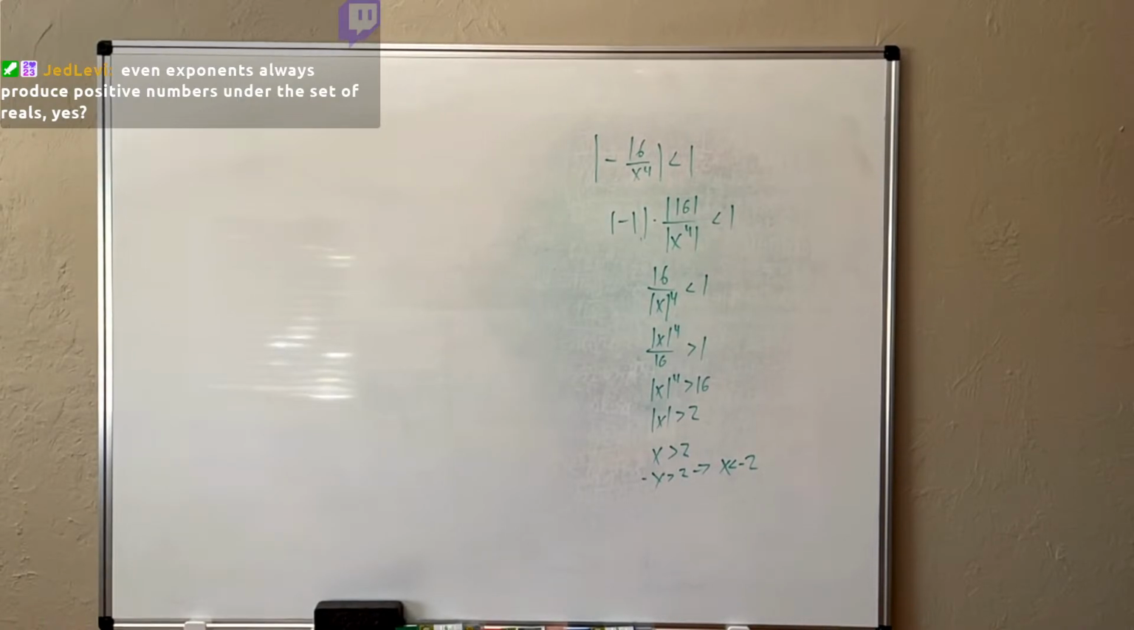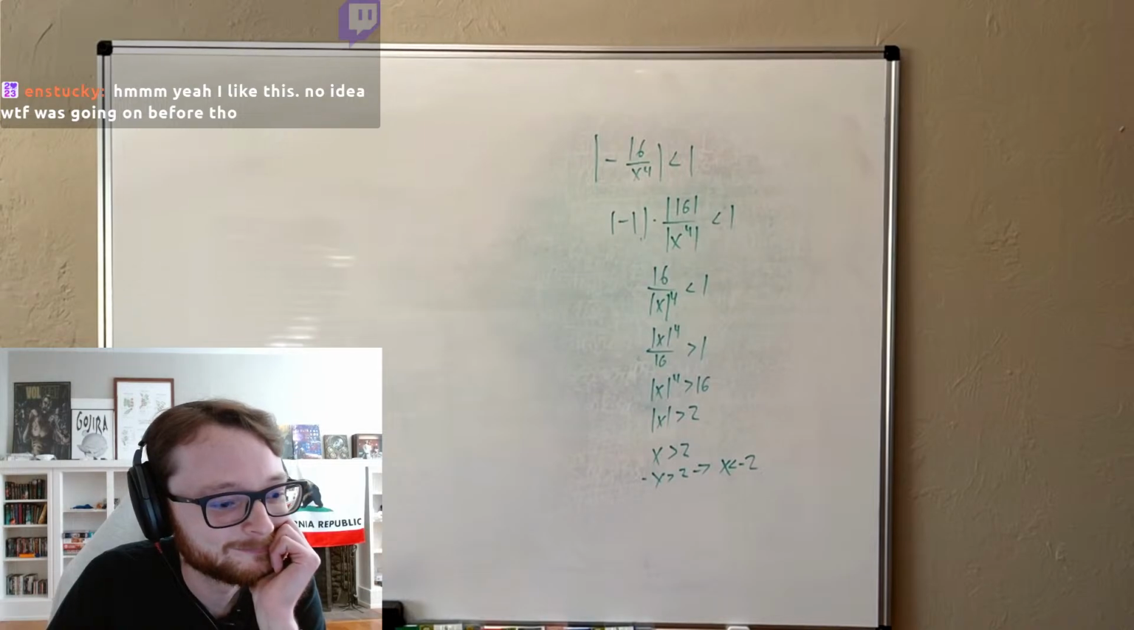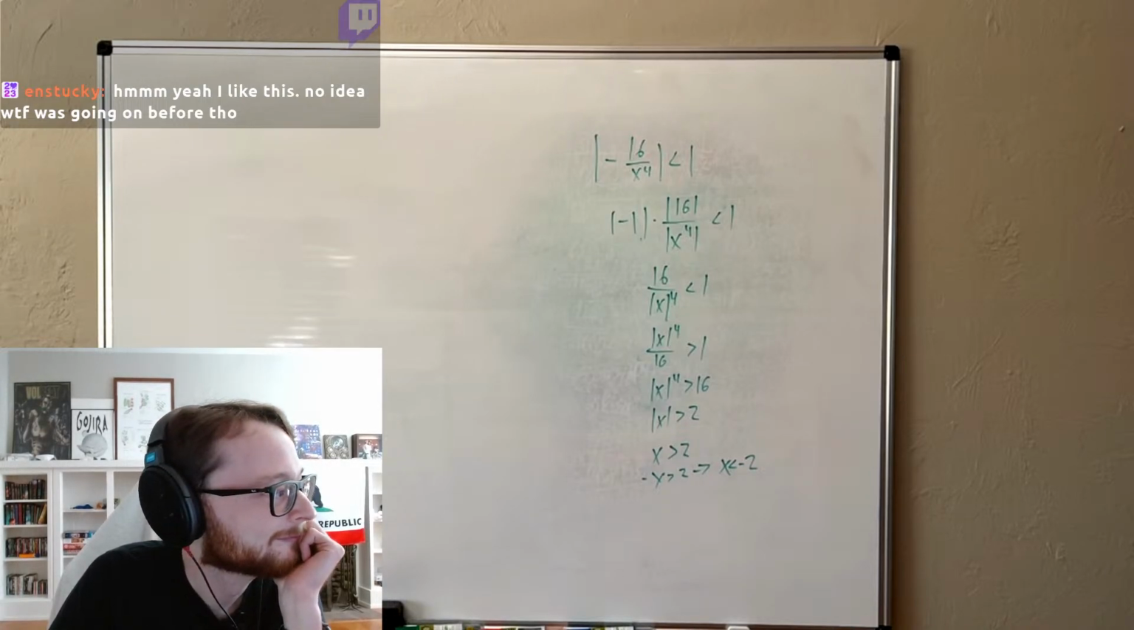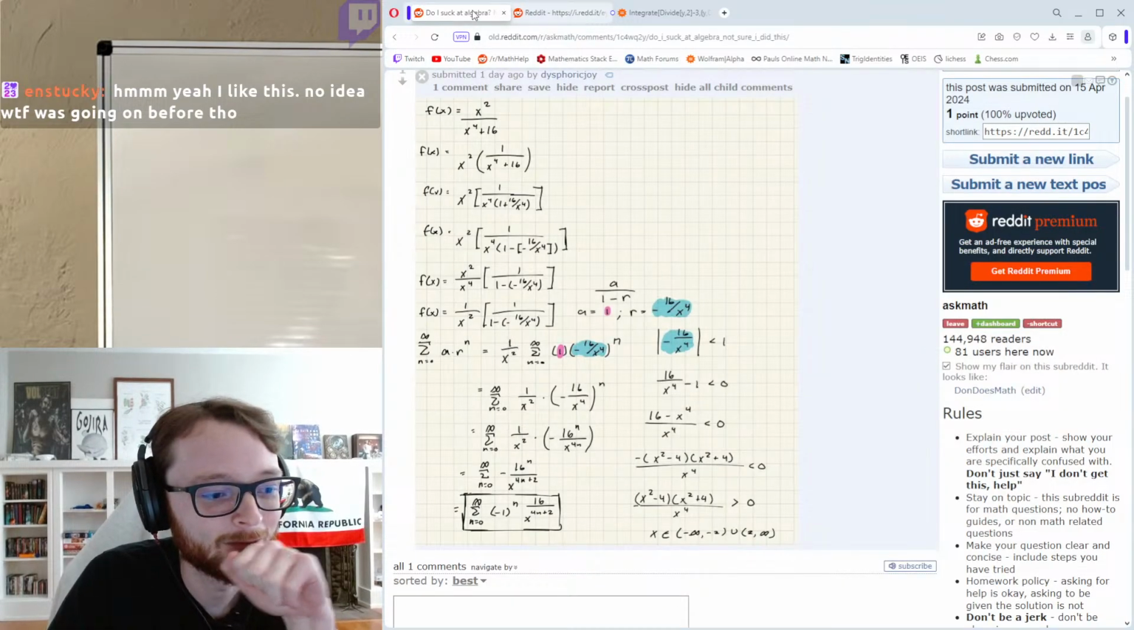You don't know what was going on before? Me neither. Even exponents always produce positive numbers. Yeah, Jed. He's a bit different, but it looks good.